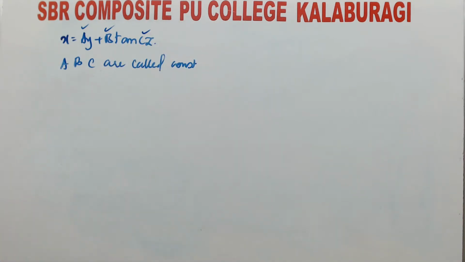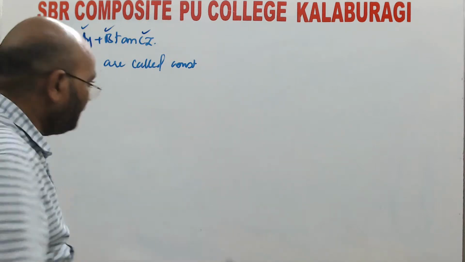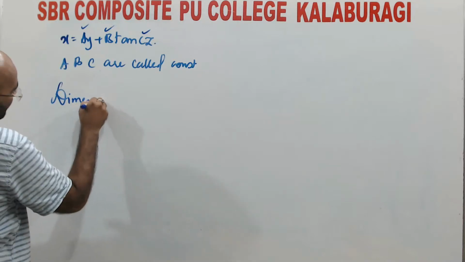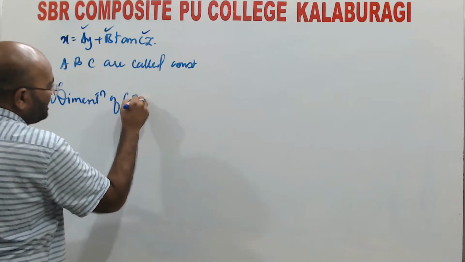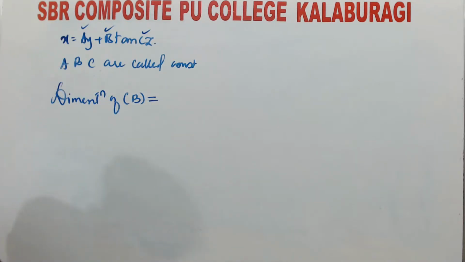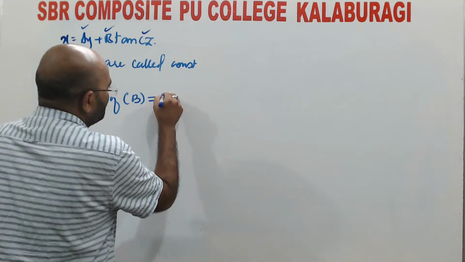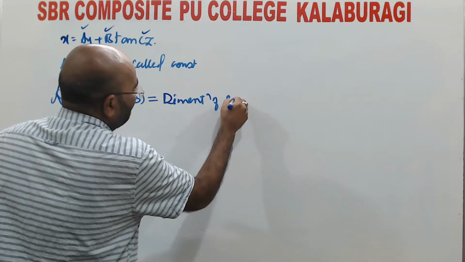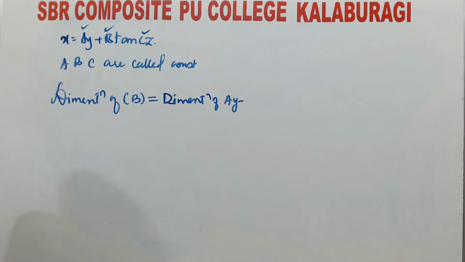And apply the dimensions: the dimensions of B is always equal to, remember the question we have, the dimensions of B is always equal to the dimensions of AY.